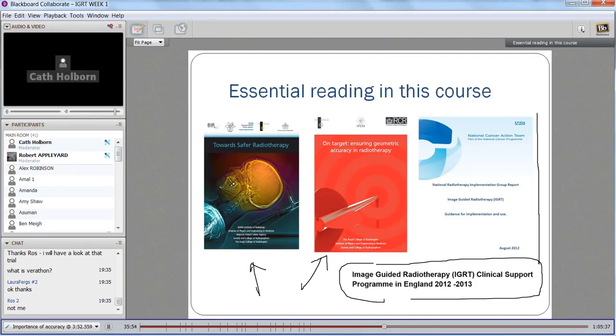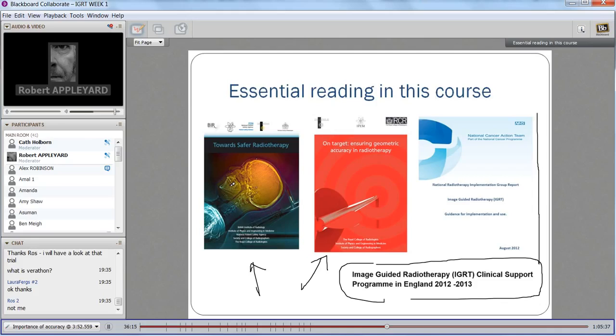It's not truly image guidance. As far as I'm aware, it's being used as a way of assessing whether bladder volume is within tolerance for treatment. So it's on the edges of image guidance there.